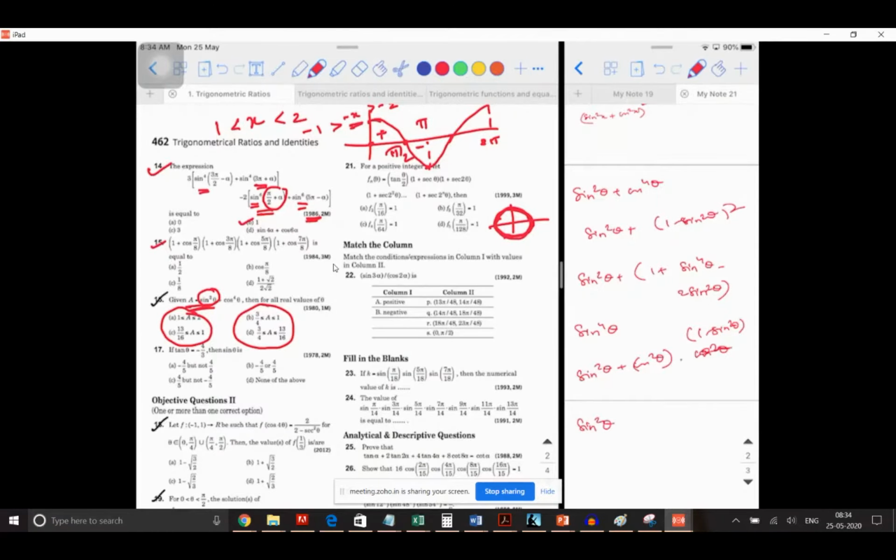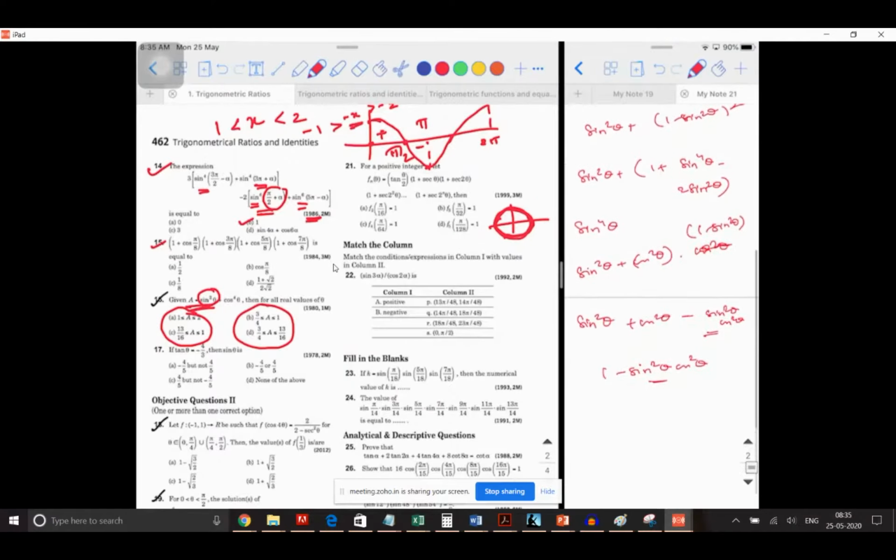Sin square theta plus cos square theta minus sin square theta cos square theta. So that is 1 minus sin square theta cos square theta. How will you find the range for this? You can take the range of sin theta cos theta, then square the range, subtract, take the negative of it and add 1. You tell me, what should I take?